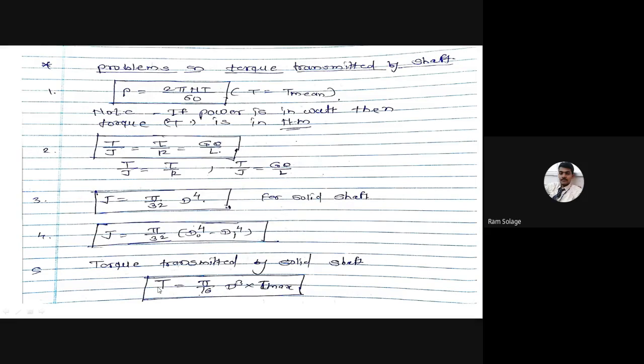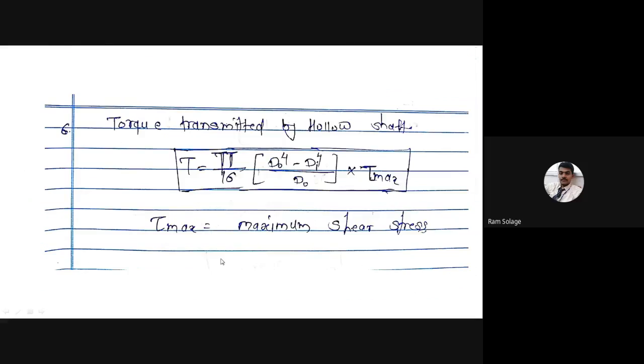And see formula number 5, torque transmitted by the solid shaft, also known as the power transmitted by the solid shaft. We have to calculate T is equal to pi by 16 D cube into tau max. And similarly, for the hollow shaft, pi by 16 into Do raised to 4 minus Di raised to 4, divided by Do, into tau max. These are the six formulas.